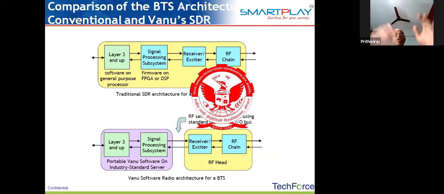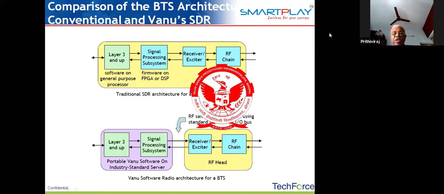So, a comparison of the BTS architecture, conventional and VANU's SDR. In the traditional architecture for a line card in a BTS, as you go from right hand side to left hand side, we have the RF chain, then the receiver, then the signal processing system, then layer three upstairs. In the signal processing subsystem, we have firmware on FPGA or DSP, whereas at layer three, we have software on a general purpose processor.